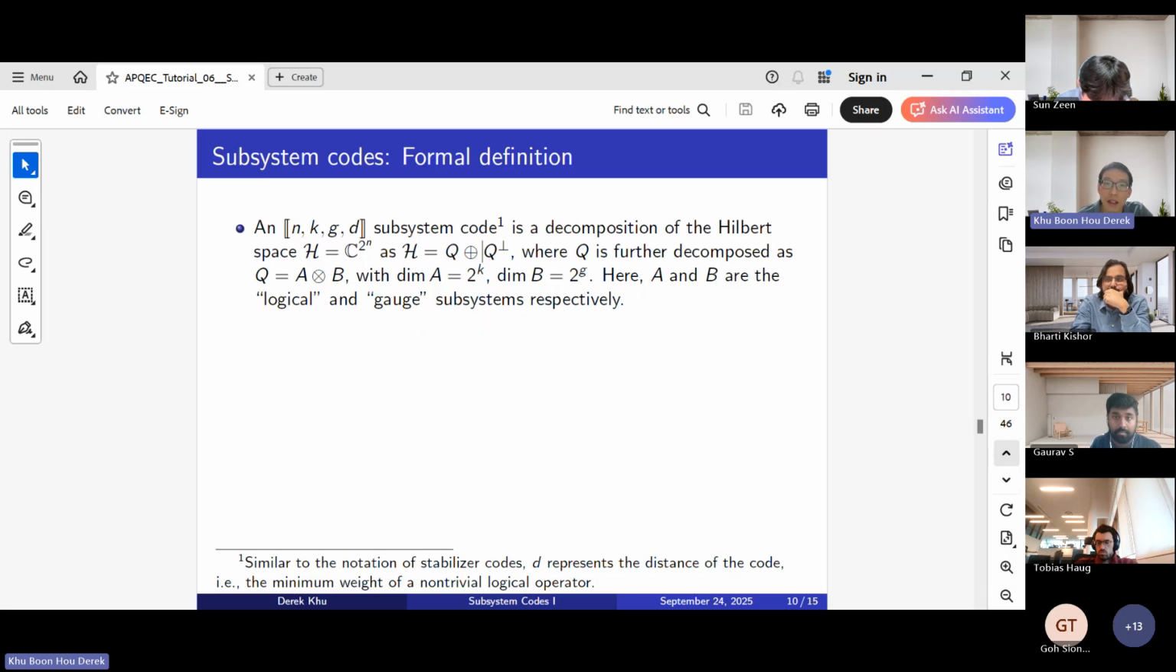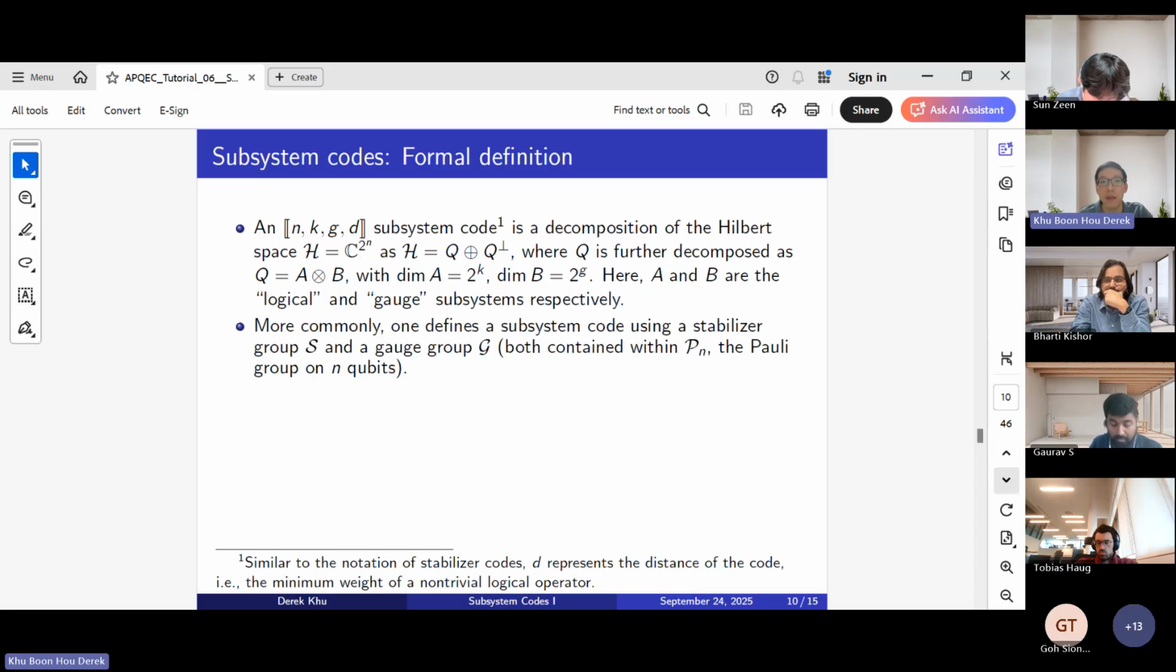This is good if you want to think at the level of Hilbert spaces, but typically we are more concerned with the operators acting on these codes. So we look at the stabilizer group and the gauge group. Both of these are Pauli operators, contained within the Pauli group, which is the set of tensor products of I, X, Y, and Z, n times, with possible plus or minus 1 or plus or minus i in front of them.